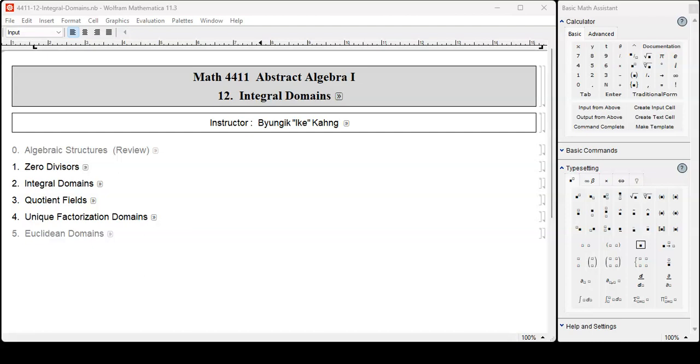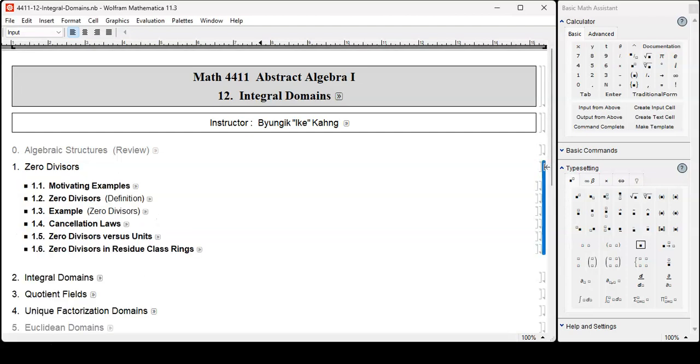Previously in Lesson 11, we studied rings and fields in general. Especially for general rings, we went through several subcategories. Among those, we went through integral domain. Do you remember the definition? An integral domain is a commutative ring with unity with no zero divisor. No zero divisor. That's the key, and that's the topic for section 1.